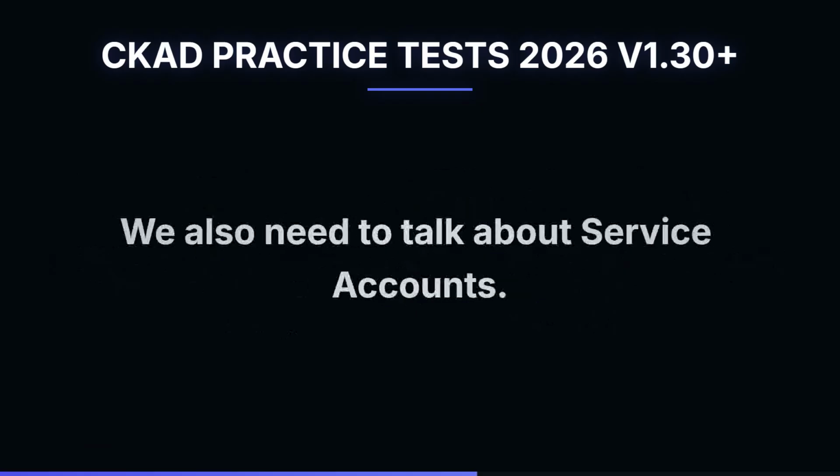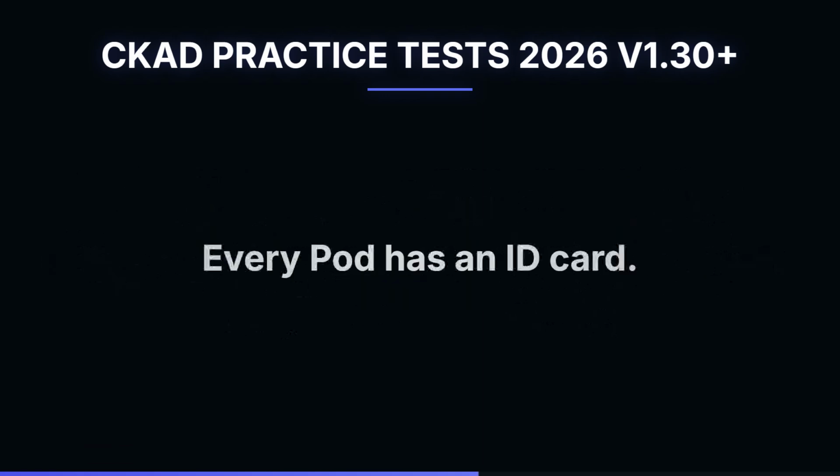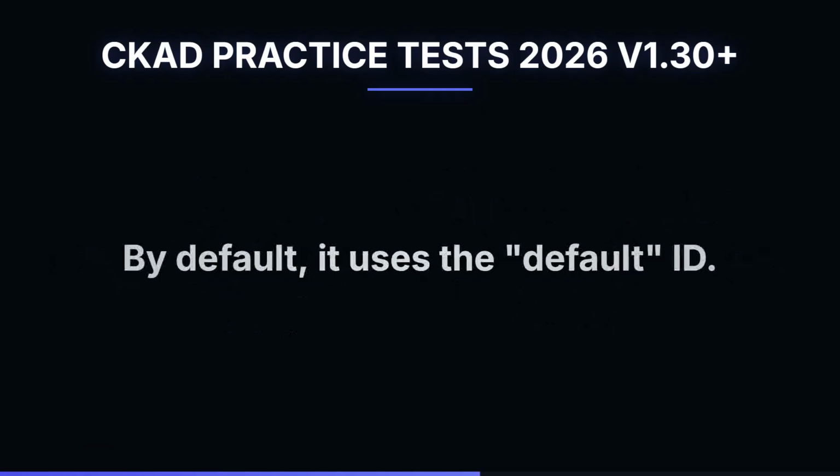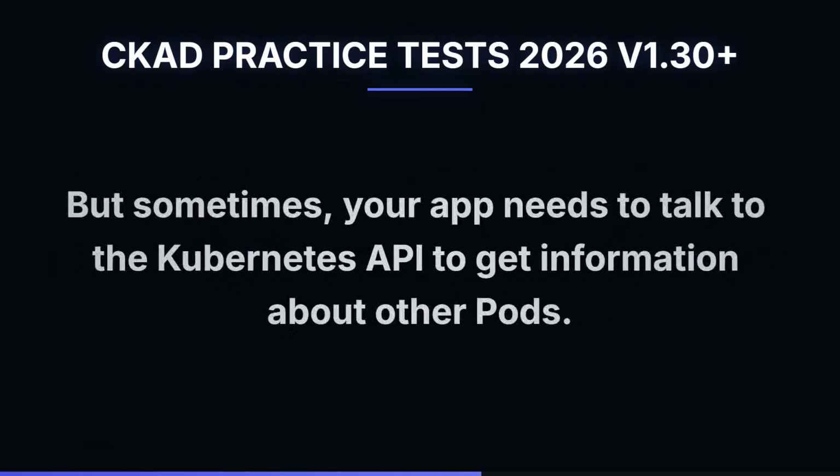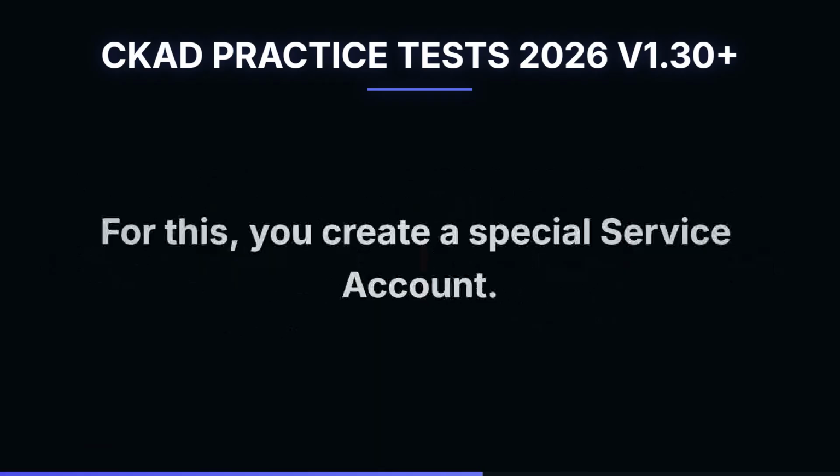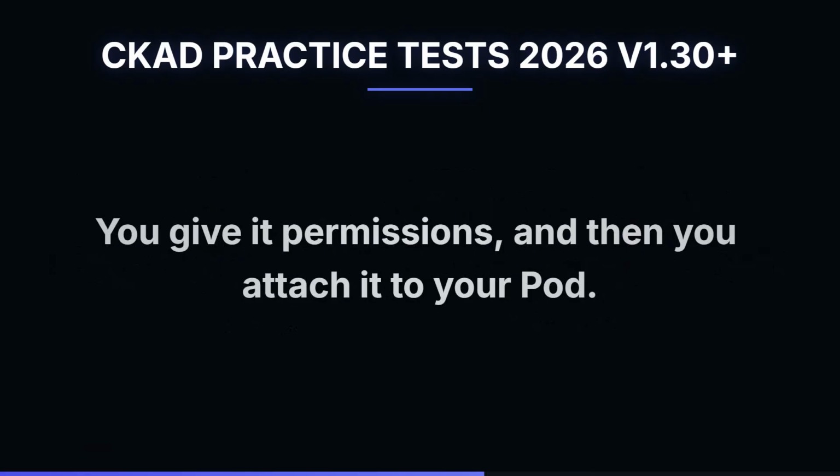We also need to talk about service accounts. Every pod has an ID card. By default, it uses the default ID. But sometimes, your app needs to talk to the Kubernetes API to get information about other pods. For this, you create a special service account. You give it permissions, and then you attach it to your pod.